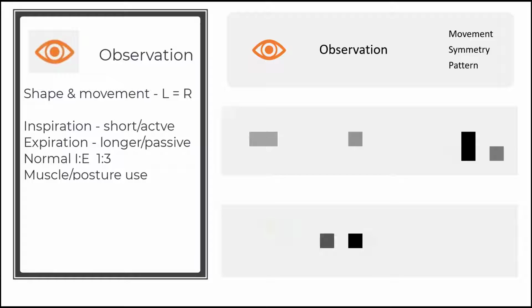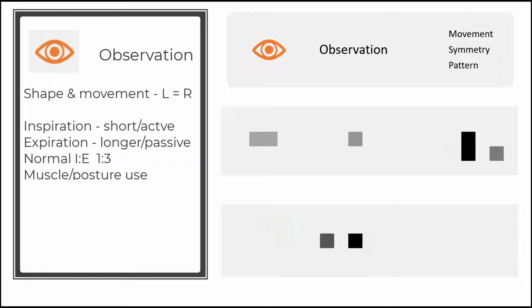The ratio can also be lengthened, and this is very typical in asthma. As the airway resistance increases as the person breathes out, it takes longer and longer to force the air out. So despite there being active recruitment of the accessory muscles of exhalation, the time taken to exhale becomes longer and longer, causing the exhalation to inhalation ratio to extend. And the second thing that we can observe is that the muscles and the posture that the person uses are going to assist the breathing out phase.